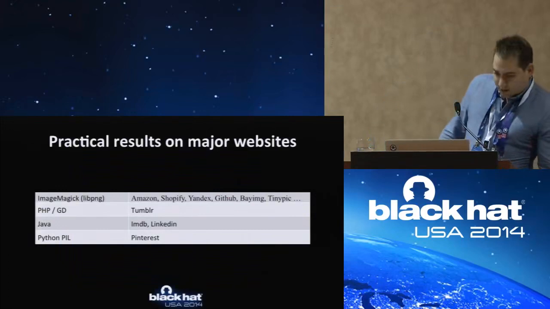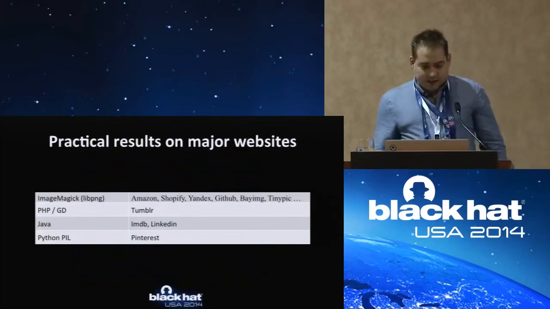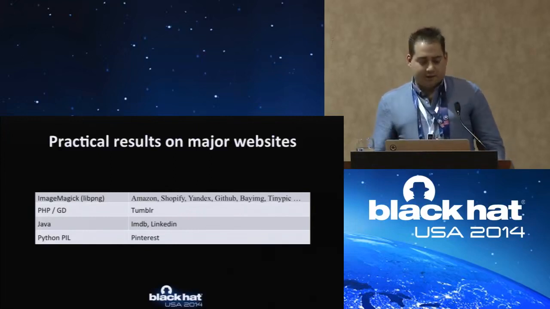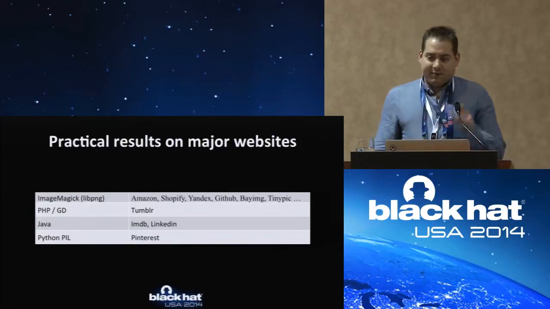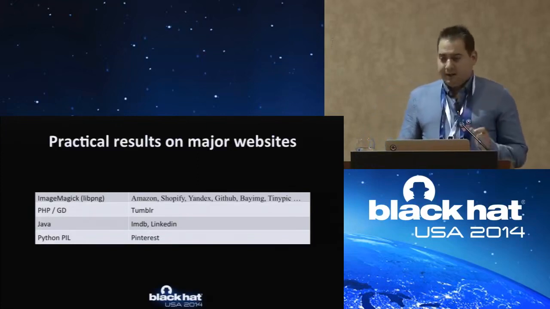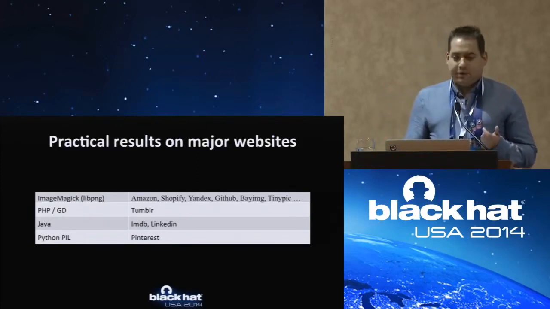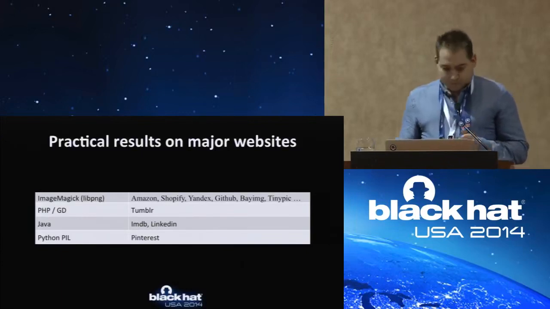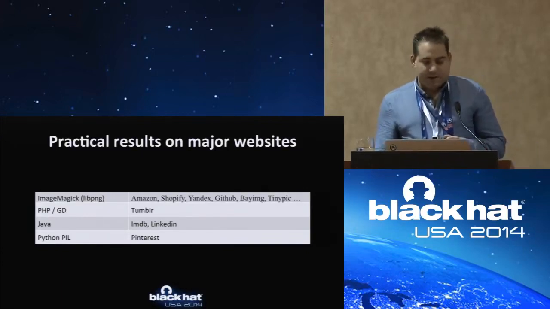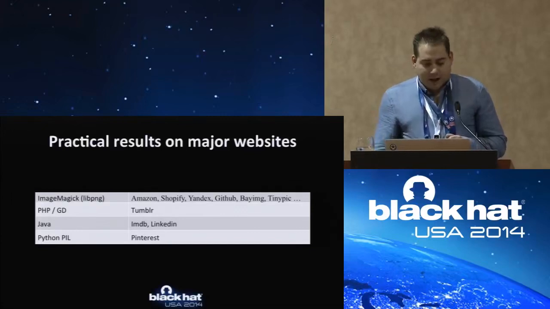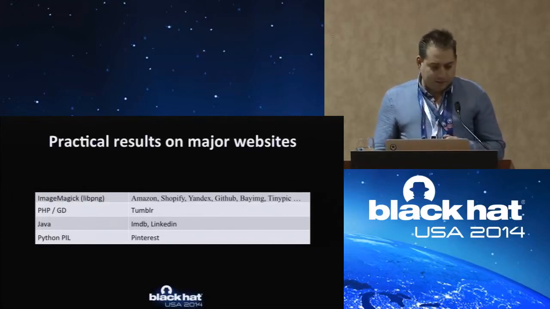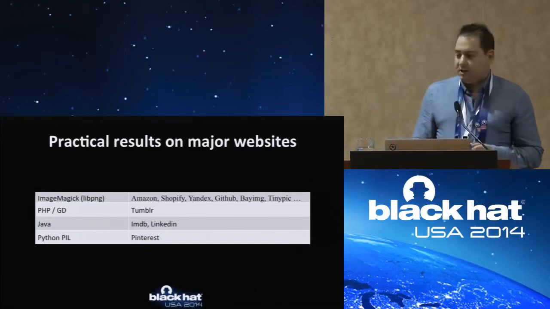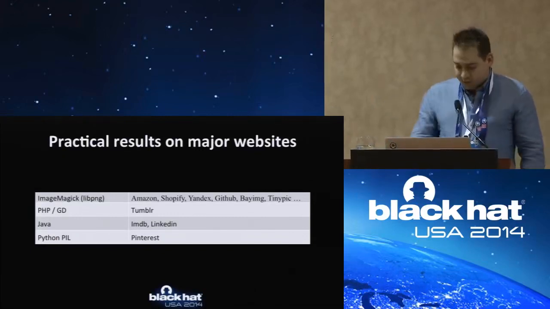Amazon, Shopify, Yandex, GitHub, BayIMG, and TinyPic all use ImageMagick, which is based on libpng. But you can tell the difference between libpng and ImageMagick principally because ImageMagick will also decode MNG and JNG, which libpng doesn't do. Tumblr uses PHP and the GD library. IMDb and LinkedIn use Java, and Pinterest uses the Python Imaging Library. So you can get some good results.